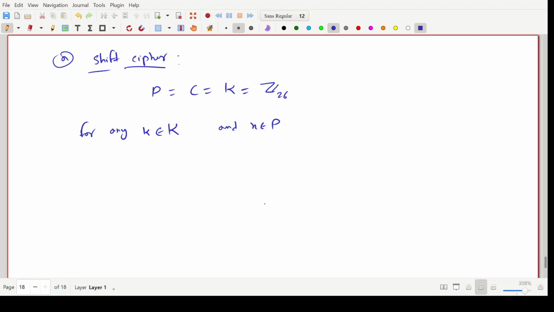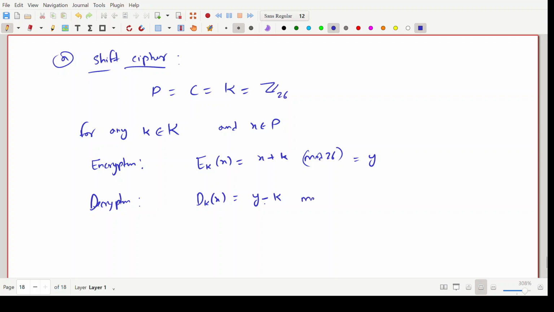How do we encrypt? Encryption is given by e_k of x is equal to x plus k modulo 26, and decryption is given by d_k of y. It is just your encrypted value, which we call y. So what we are going to do is y minus k modulo 26. Okay, this is decryption. You will get back your plain text x.